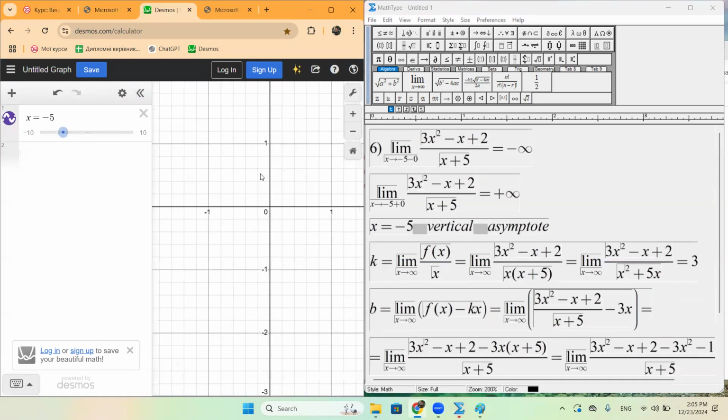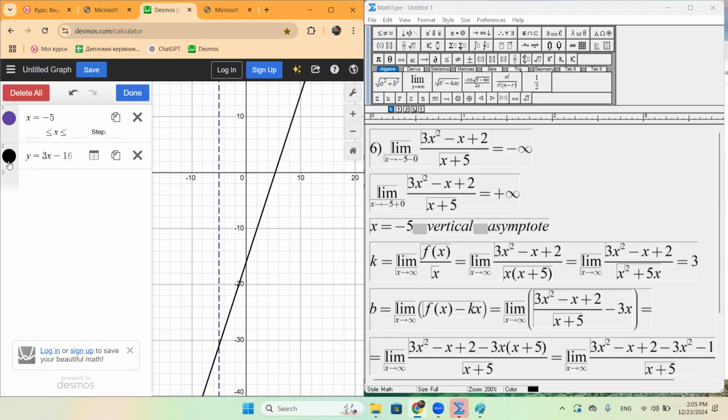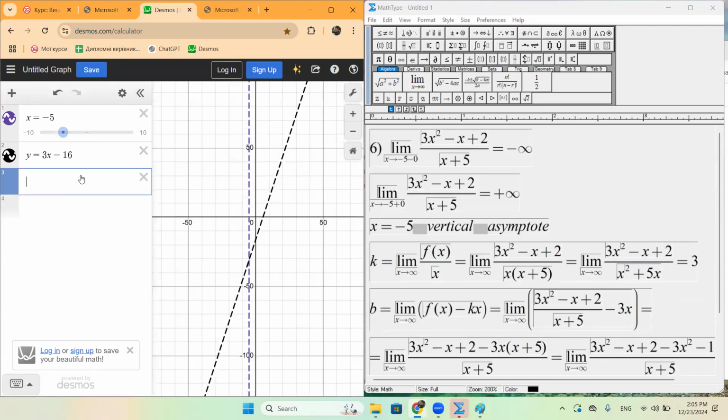So x equals minus 5. And then the oblique asymptote, 3x minus 16. And again, set it as a dashed straight line. And the graph of the function: 3x squared minus x plus 2 divided by x plus 5. And here is the graph.